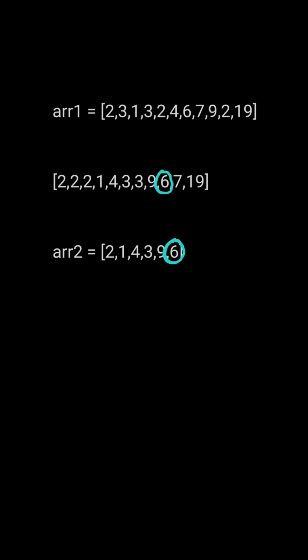and lastly the 6s. Notice there are remaining numbers that are not in array 2, 7 and 19, so we place the remaining numbers in increasing order. We will solve this in O of n log n time.